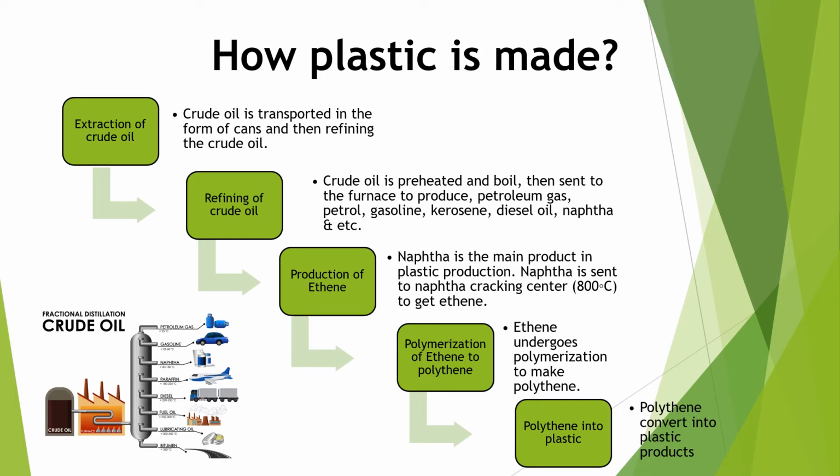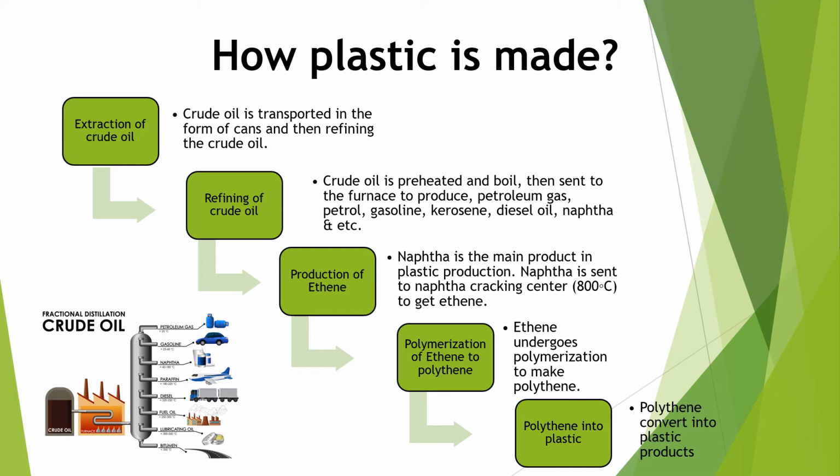Then the crude oil is preheated and boiled, then sent to the furnace to produce petroleum gas, petrol, gasoline, kerosene, diesel, naphtha, and etc. Naphtha is the main product in plastic production. Ethene is made from naphtha too.